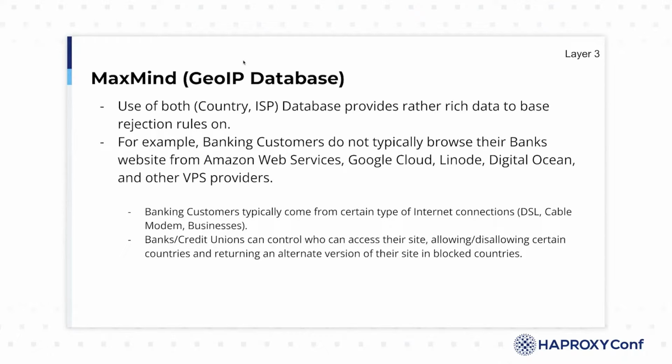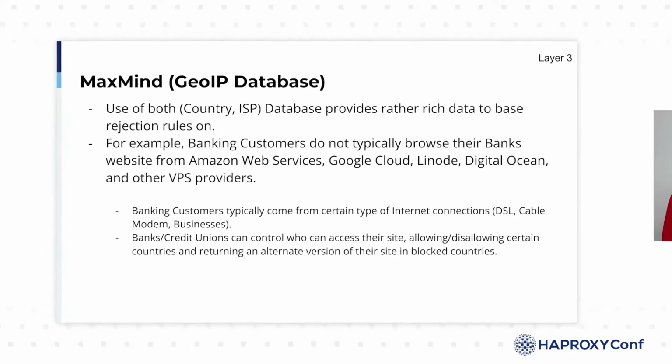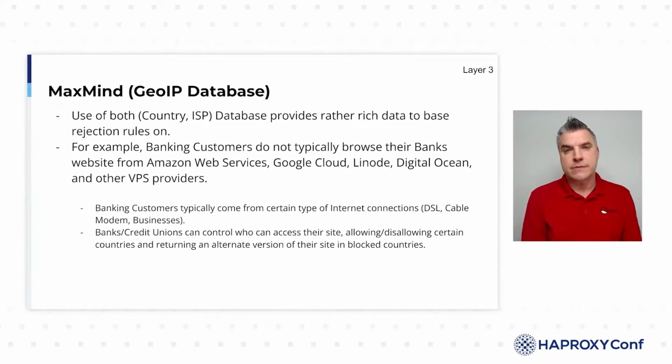Layer 3 is going into the MaxMind IP database. And the beautiful thing about this is because our users are mainly here within the United States, we can actually do some really cool rules. We actually allow our customers within a portal that we have to enable or disable countries based upon the bank's preference, right? We have some banks, for instance, that are inside of Guam or the islands around Guam.